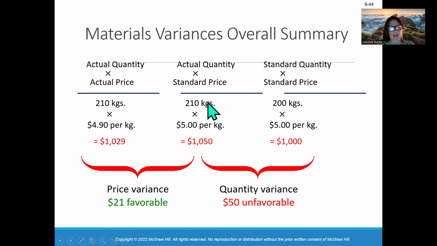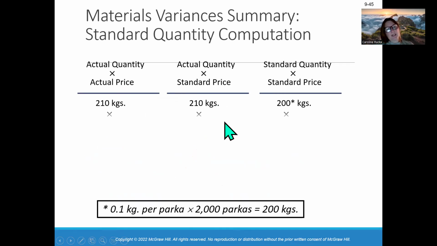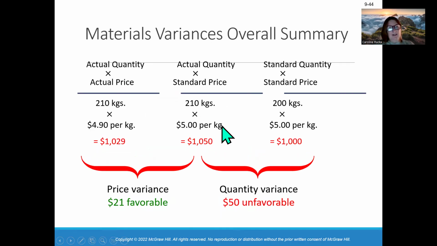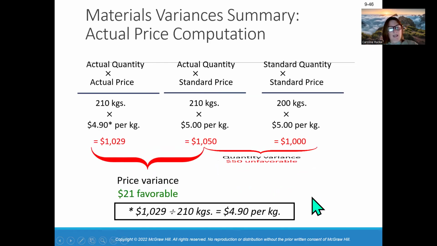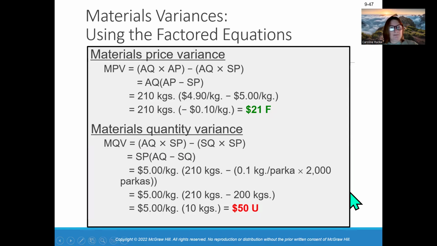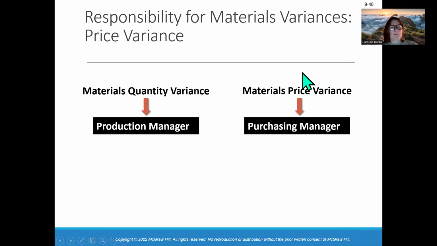Actual quantity times standard price is going to give us our price variance. Comparing these two, 210 kilograms, the actual quantity, times $5 per kilogram, the standard price, gives us $1,050. So our price variance is $21 favorable. For the quantity variance, how much of this fiber fill we used, we're comparing this actual quantity times standard price to the standard quantity times standard price. That's 200 kilograms times $5, $1,000. We have $50 unfavorable. So if we combine this $21 favorable and $50 unfavorable, we get our total variance.